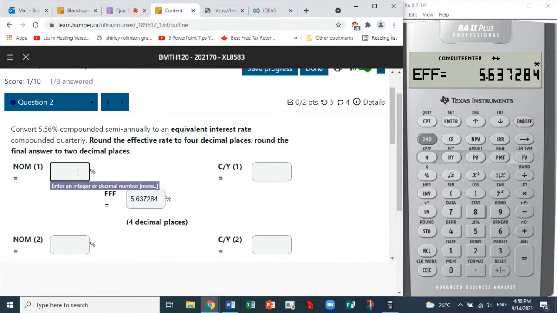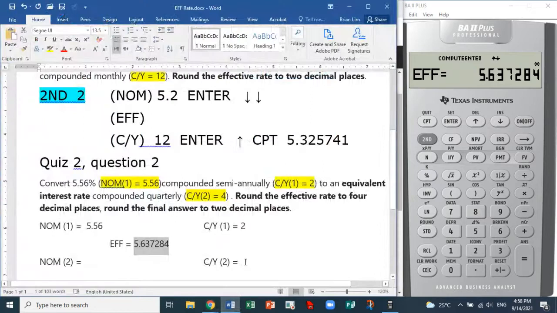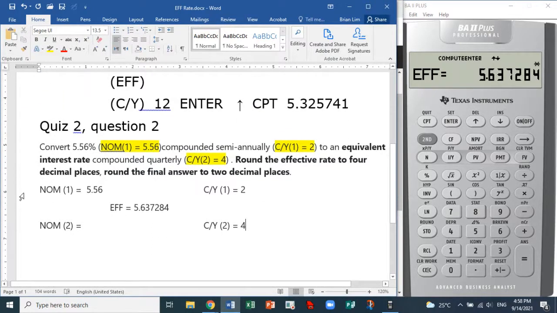So nominal 1 is 5.56. CY1 is semi-annually, so that would be 2. So what is happening with CY2? CY2 is given as quarterly, so this number here would be 4. Let's go back to what we have. So this here will be 4. Now, you see what's happening? We have a comparison of two parts, nominal and CY, that gives us this effective.